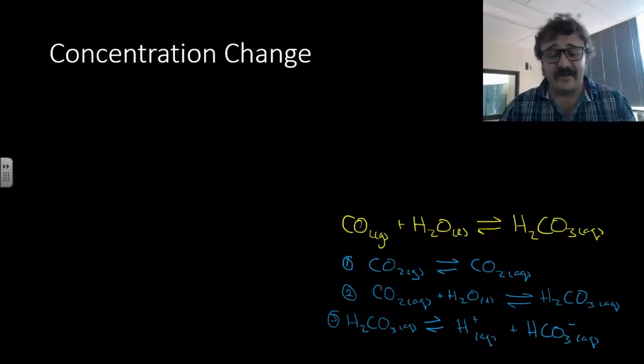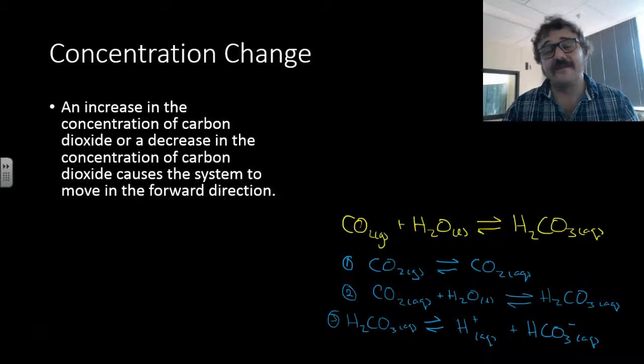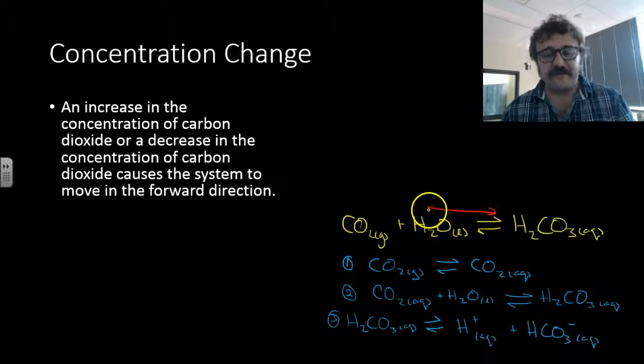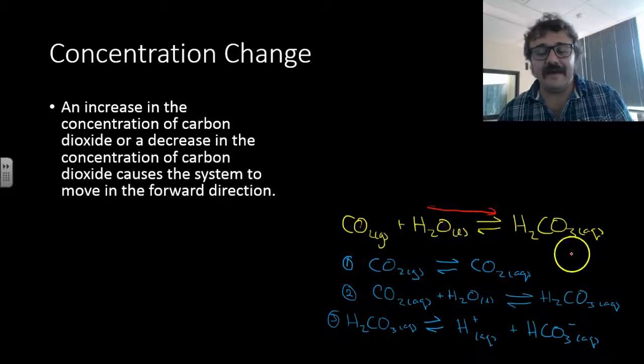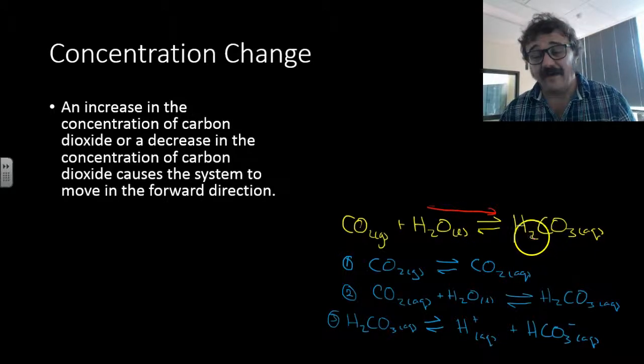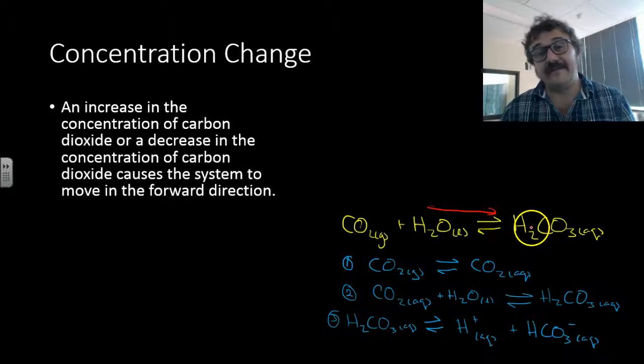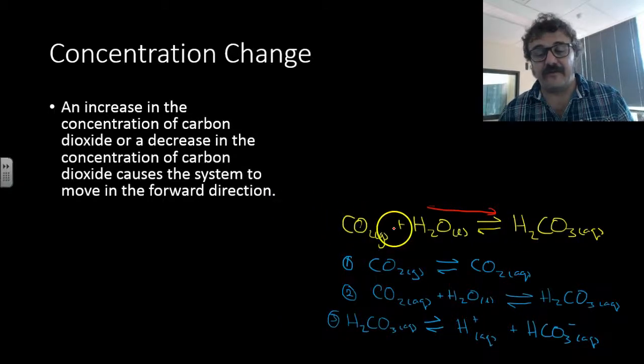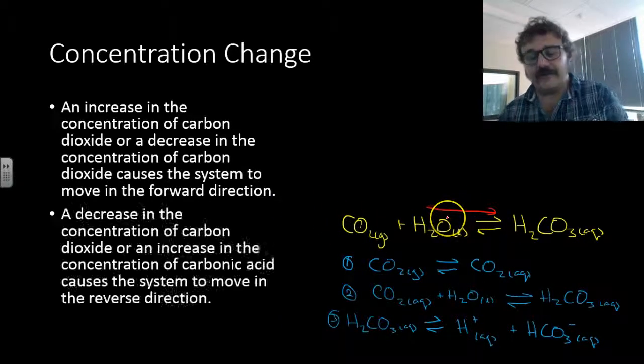So when we change concentration, essentially we are either adding reactants or taking them away. So if we increase the amount of carbon dioxide in the solution, the reaction will go, there's too much carbon dioxide, it's time to use it up, and it'll drive the reaction towards the forward direction. If we take any carbonic acid out, it'll still see it as an increase in concentration of reactants and drive it towards the forward reaction.